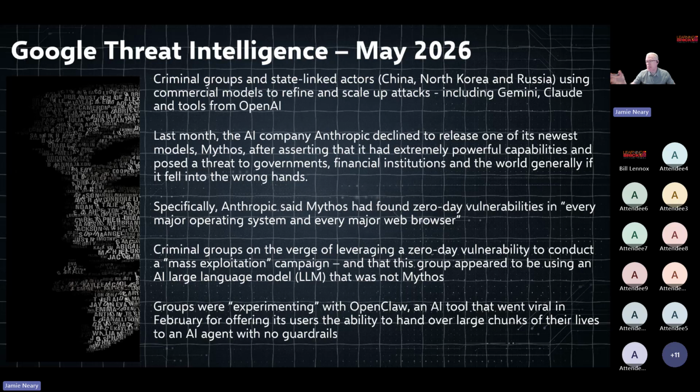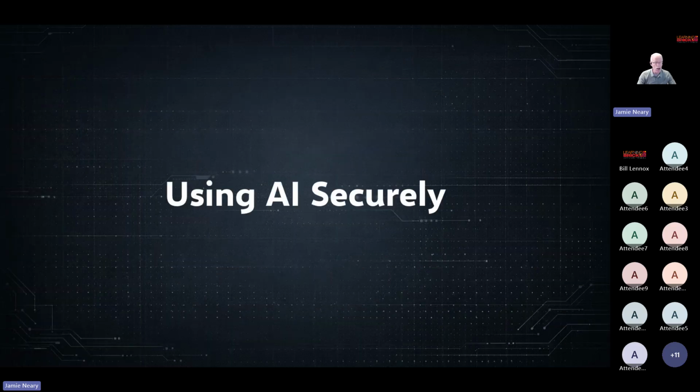Now, criminals have been taking a look at leveraging a lot of these vulnerabilities to conduct a mass exploitation campaign. And they were using something that was not Mythos because this has been restricted from being publicly available. So there are a variety of other tools. And as you can see in here in the last one, we have one that's called OpenClaw as well. Okay, which gives the users abilities in order to give over tons of their personal information, large chunks of their lives to an AI agent with no guardrails. So there's no safeguards, there's no anything in place. So it'd be used to develop a wide range of possible attacks. If you look hard enough, you can find a lot of things out there.